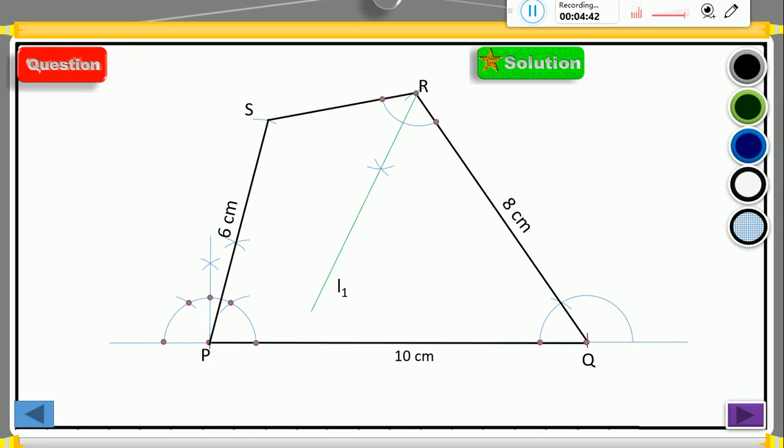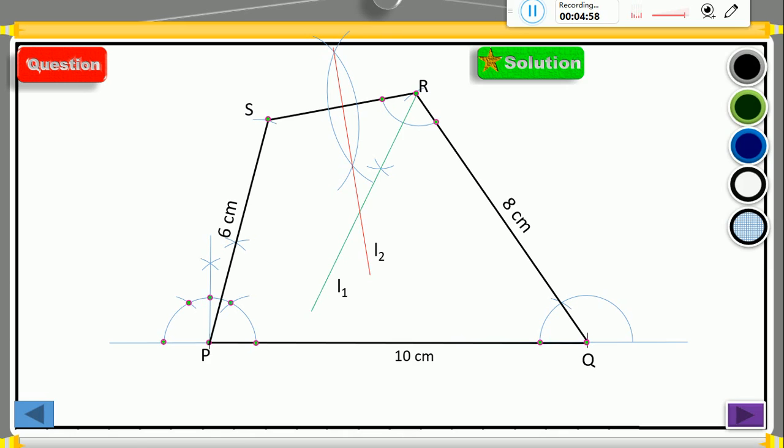We are now going to bisect line SR. With a compass at S, draw an arc. With a compass at R now, draw another arc to cut the first one. The red line is locus 2.